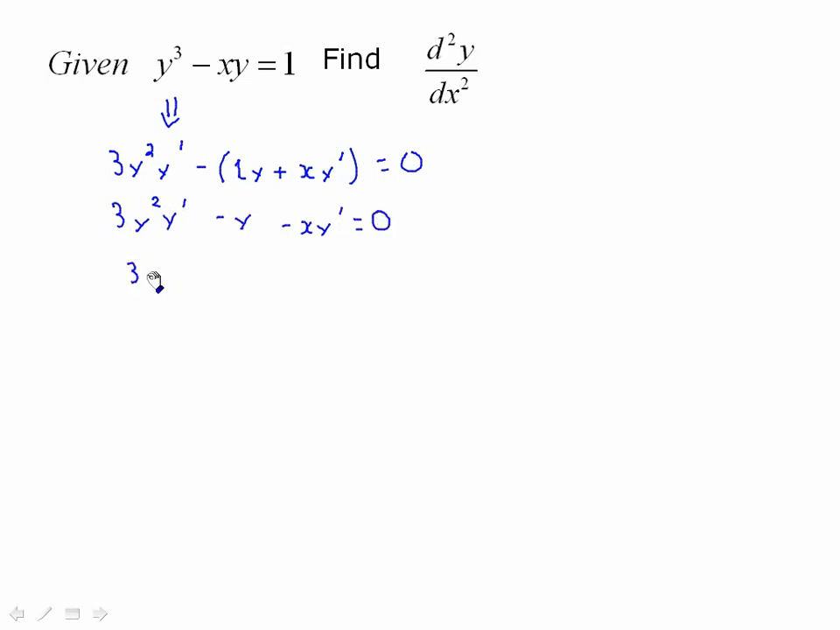y primes can stay on the left, so 3y squared y prime minus x y prime is equal to y. Factor out the y primes, and we'll get y prime times 3y squared minus x is equal to y. So y prime is equal to y over 3y squared minus x. Now that's fine and dandy as far as it goes. Sadly, we need a little bit more, though, with this problem.